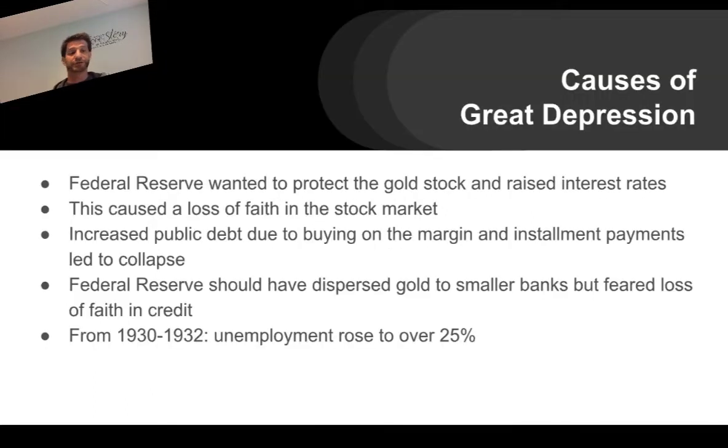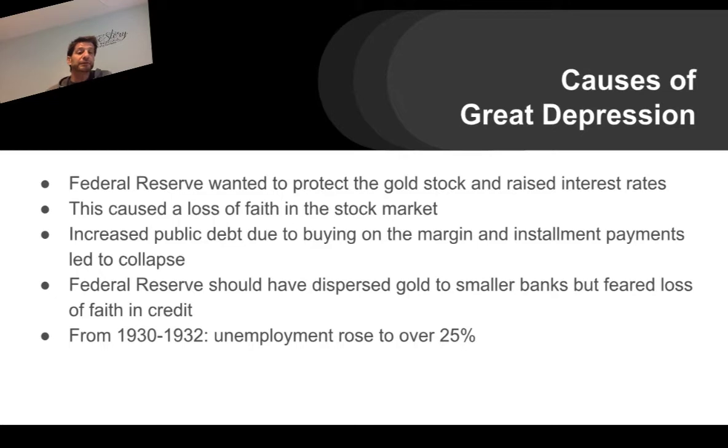So what were the causes of the Great Depression? First off, I think what's important, it gets kind of complicated. The Federal Reserve wanted to protect the gold stock that was at the time. Remember, money was backed up by gold at this time period. The problem was that as the economy was growing and inflating, the fear was people would pull the gold out because they would fear that gold had gotten too expensive, so they would buy it back, pull it out, and go invest it somewhere else. And so in order to deal with this, the Federal Reserve raised their interest rates. This caused a loss of faith in the stock market. The stock market tumbled down.